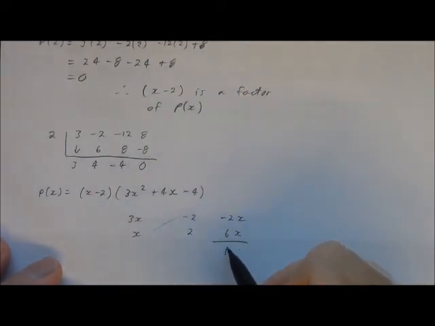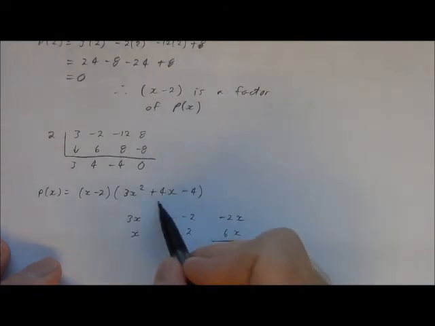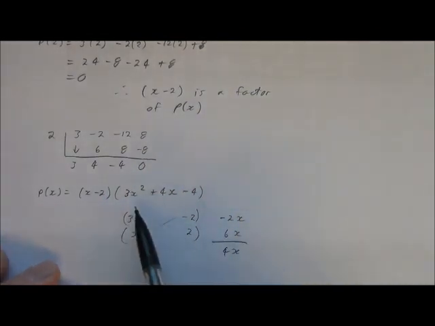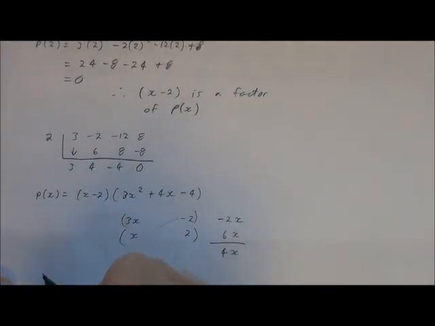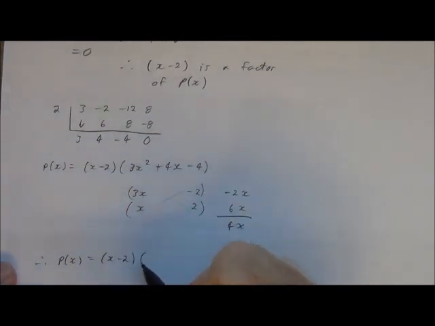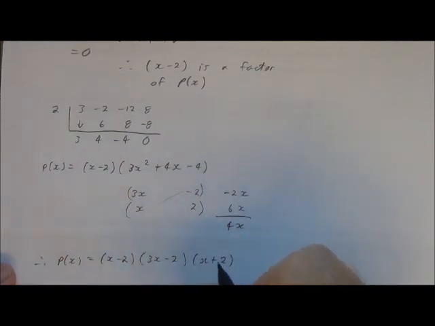And then we add this, we get 4x, and so we see that that 4x matches the middle term, which means that these are the factors of this quadratic. So then, therefore, p of x equals x minus 2 times 3x minus 2 times x plus 2.